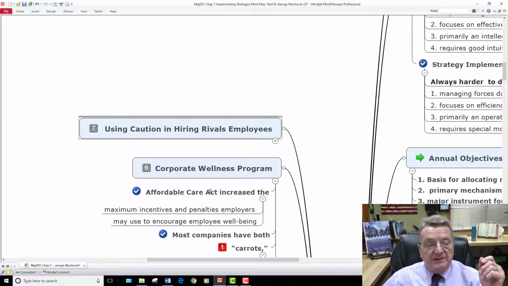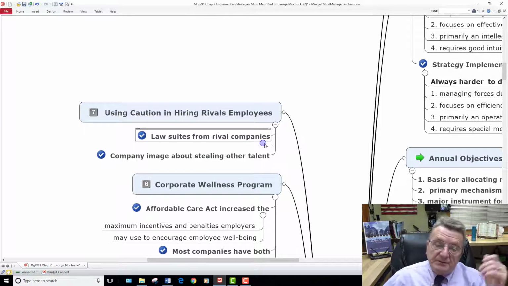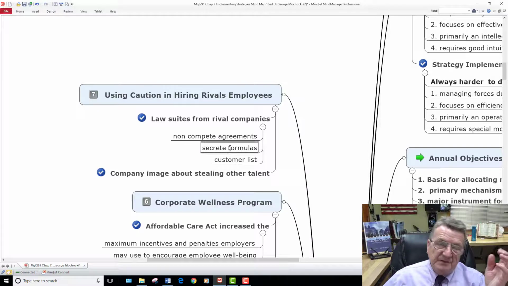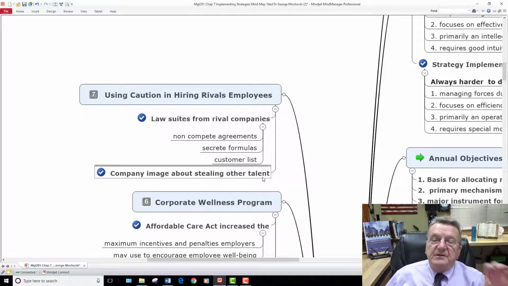Remember, you have it, you come up. And the last one is using caution in hiring rival employees. Lawsuits from rival employees, non-compete agreements, secret formulas, customer lists, and the company's image about stealing talent.